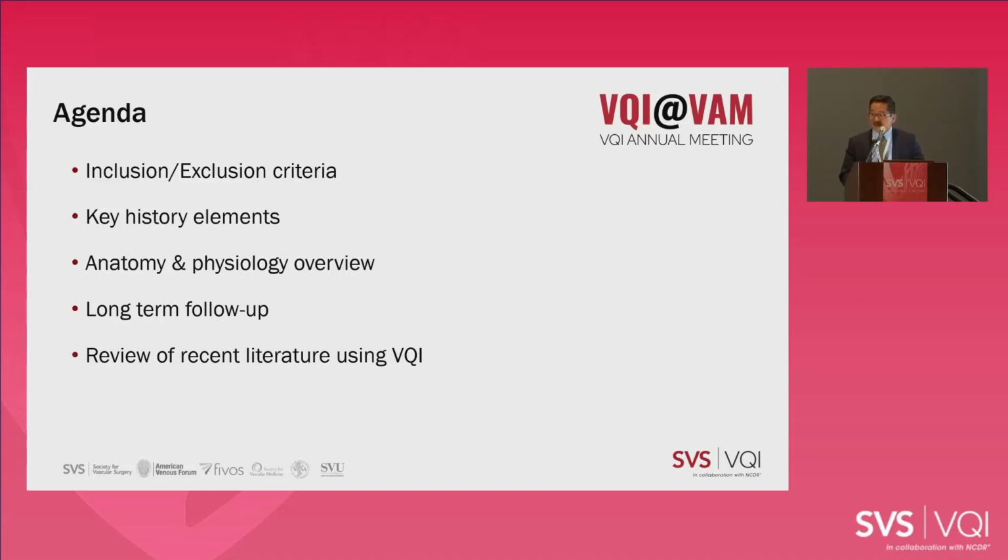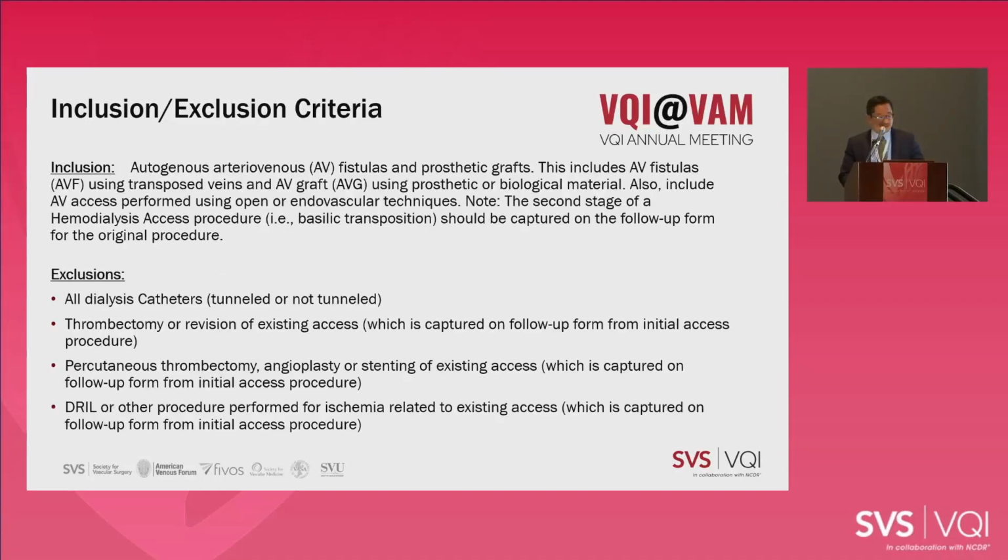So quick agenda here. Let's talk a little bit about the inclusion and exclusion criteria. Any autogenous or arteriovenous fistula and prosthetic grafts. This includes fistulas using transposed veins and AV grafts using prosthetic or biological material. Also include AV access performed using open or endovascular techniques. This is a reference to the percutaneous AV fistulas. I'm not going to talk about that too much on this go around though.